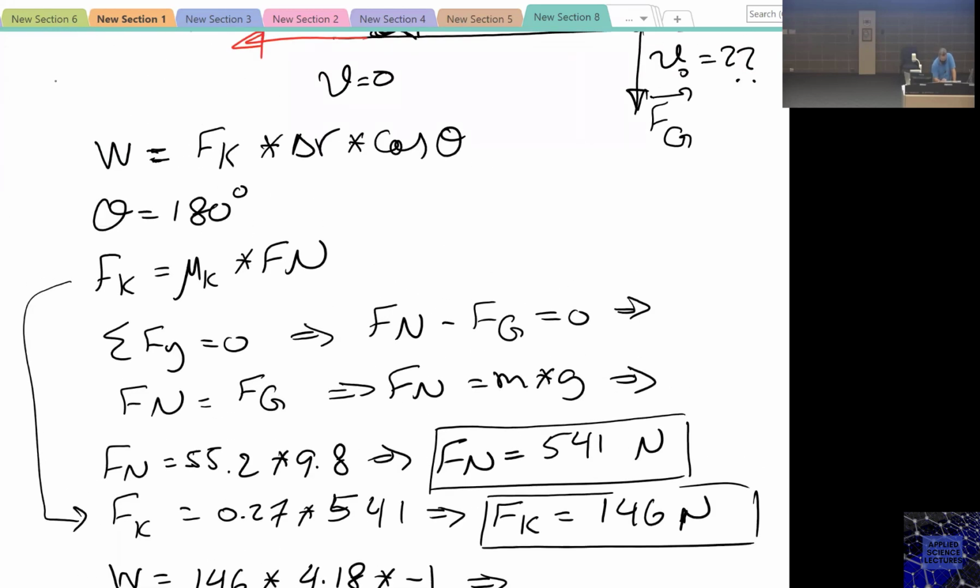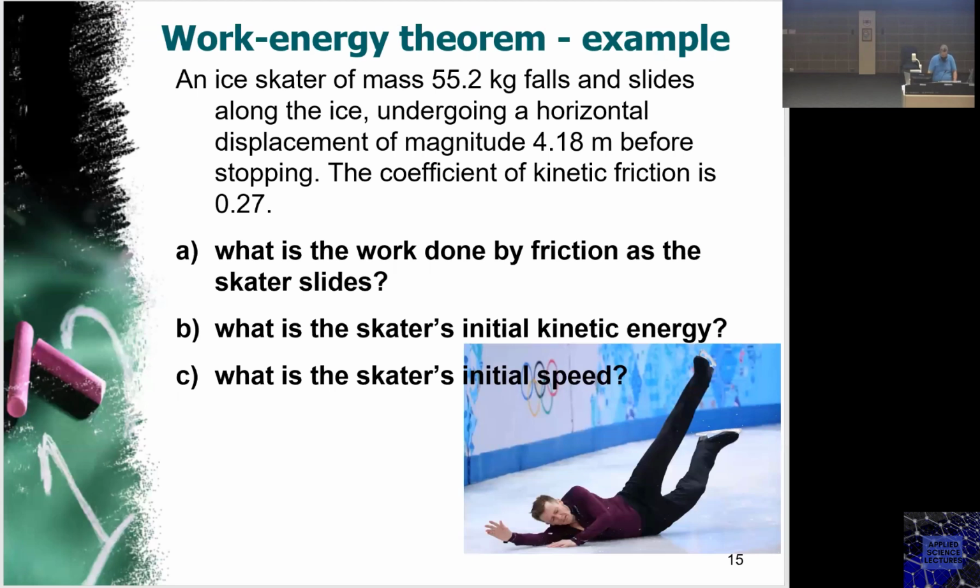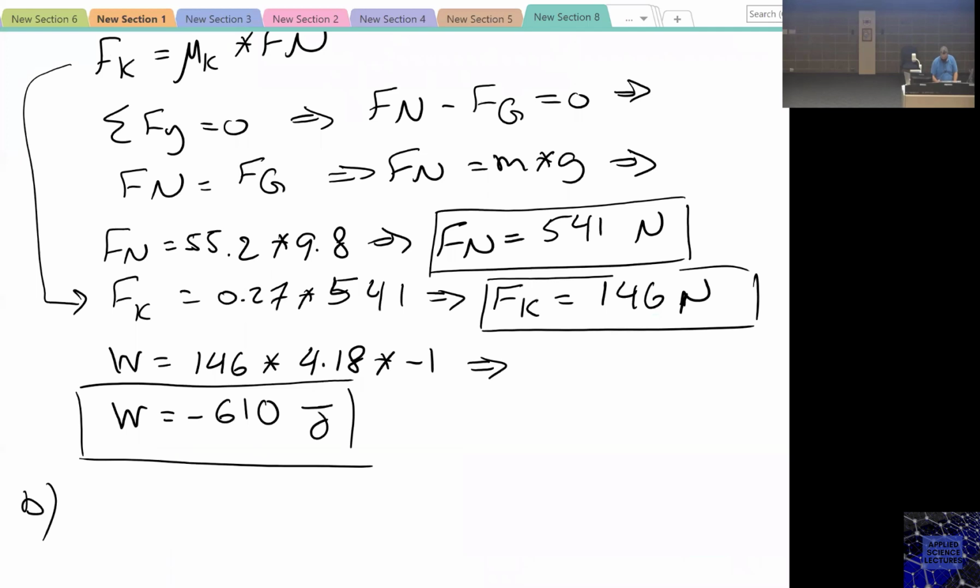Now, what is part B? Part B is, what is the skater's initial kinetic energy? So if I come here and I put work equals delta EK, right? And this delta EK indeed is EKF minus EKI. I need this initial, I need EKI.